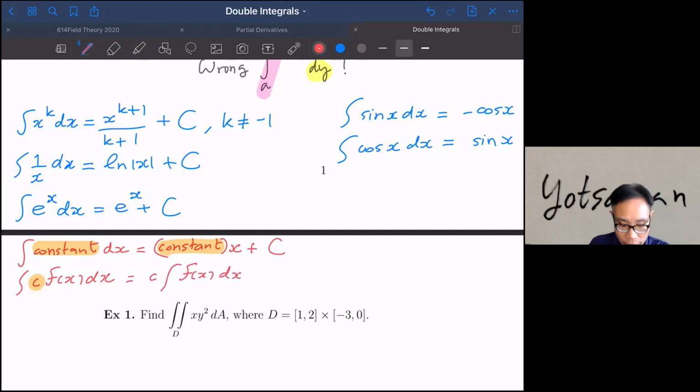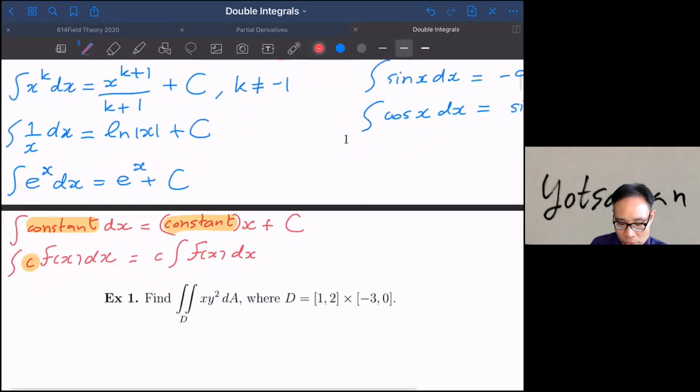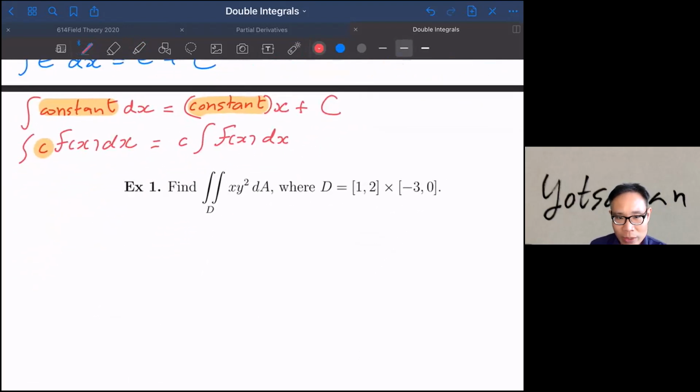This is the thing that we used to do in calculus 1. However, what will be different from calculus 1 is that in calculus 1 the function has only one variable, x. Here it's going to be a function in two variables, x and y, and it's given in terms of the domain D, which is the rectangle 1, 2 and negative 3, 0.